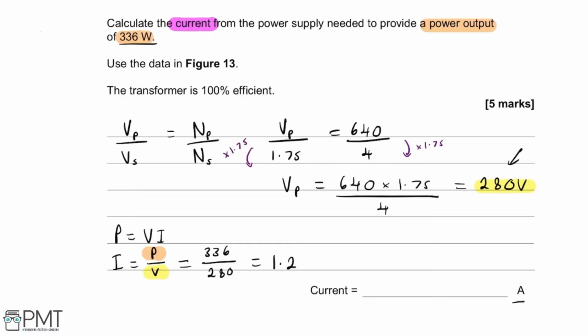We're given the units of current in the question, which is amps or amperes, written as a capital A, and so we can just put 1.2 in the answer box. So that was a 5-mark question. It was quite long and there was quite a lot to remember, and a lot of remembering equations. You'll need to remember your equations for transformers specifically.